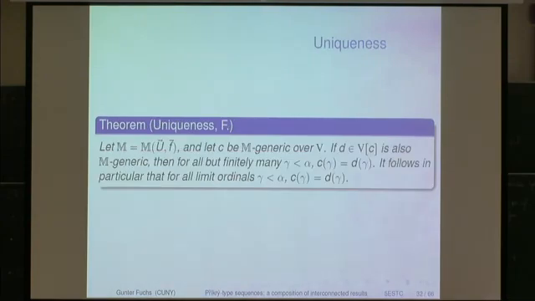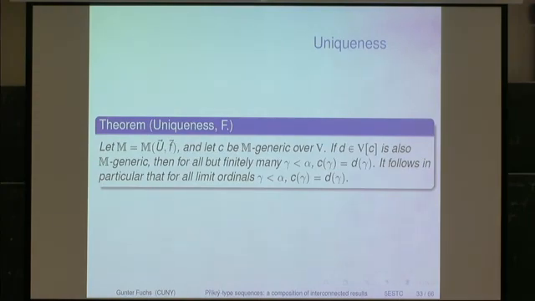Okay, and so here it reads like this: if C is generic over M for this Magidor forcing, and D is also generic, then for all but finitely many gamma, these two sequences have to be equal. So it's uniqueness modulo finite changes, and also at limits they have to coincide, because they are club, so otherwise you would have to change infinitely much.